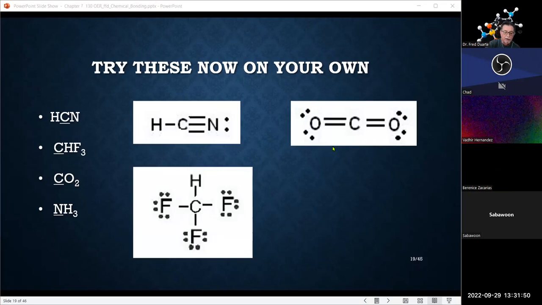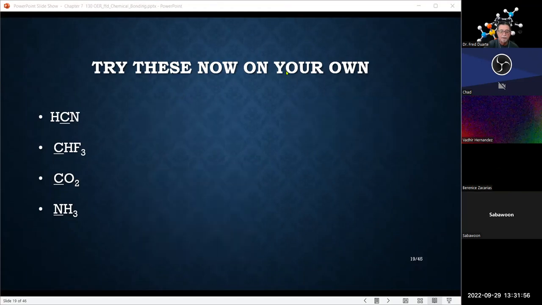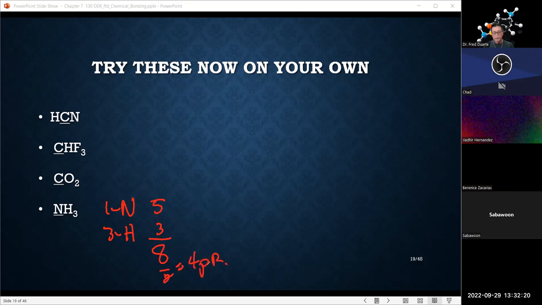All right, now finally, we're going to do the last one. Let me make some room here. So now what we have is 1 nitrogen. The nitrogen is in group 5, so we got 5 valence electrons. We have 3 hydrogens, each one bringing 1 valence electron, so we have a grand total of 8 valence electrons to work with, or 4 pairs.